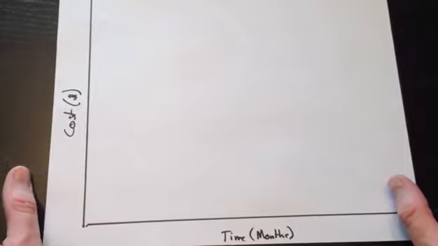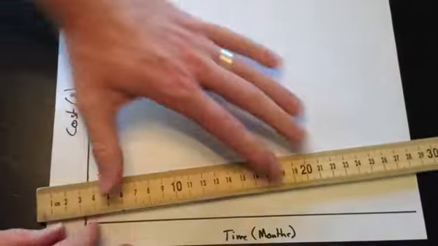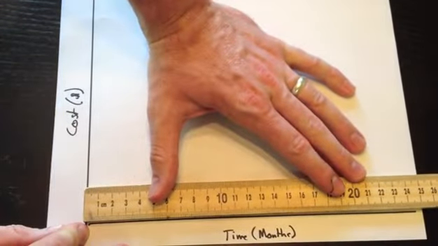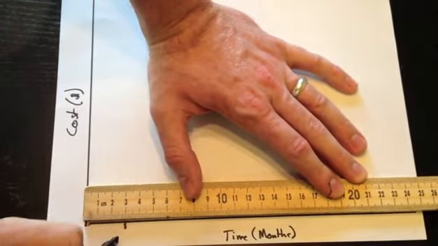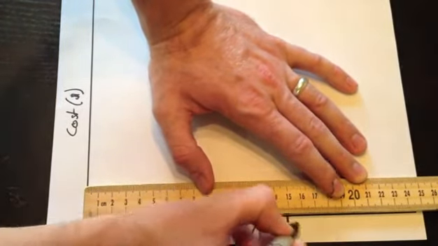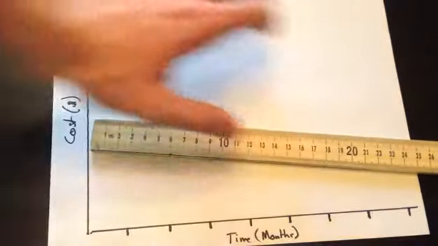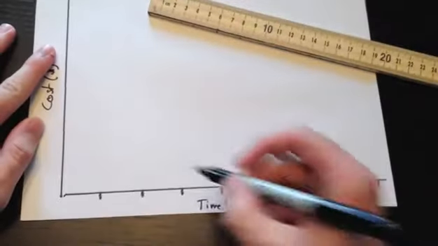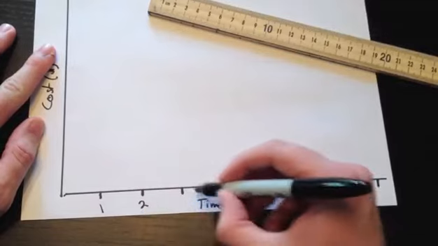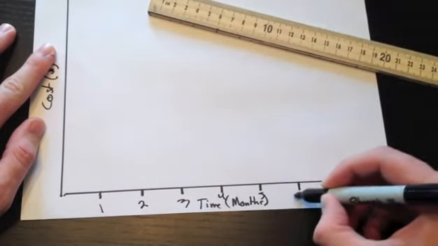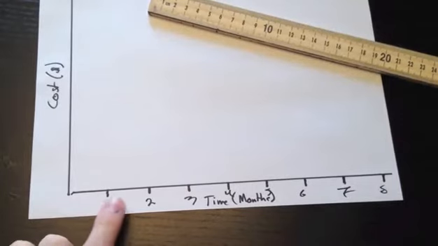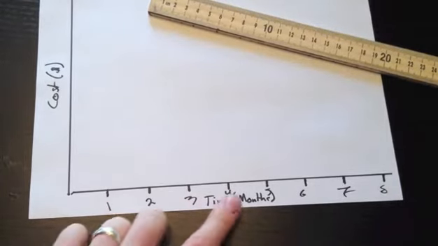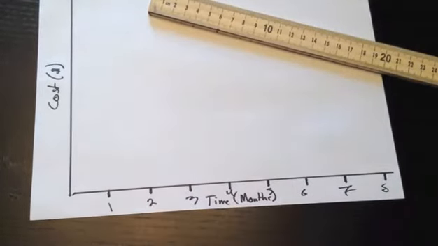Okay. So the next thing we need to do is break this up into intervals. Each one of these is representing 1 month. So this would be month 1, month 2, month 3, 4, 5, 6, 7, 8. So if I started in August, this would be September, October, November, December, January, February, March.